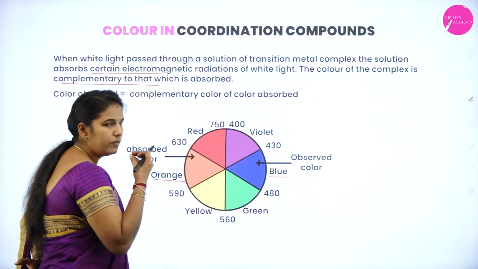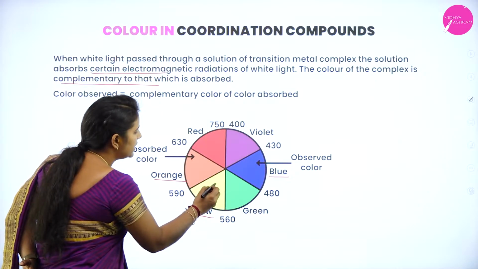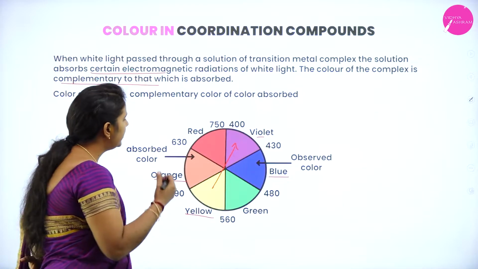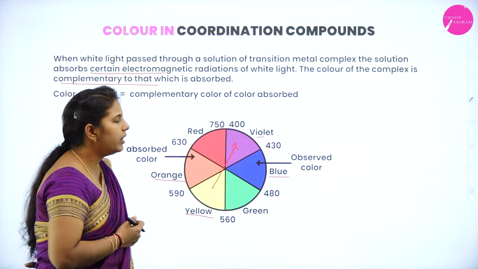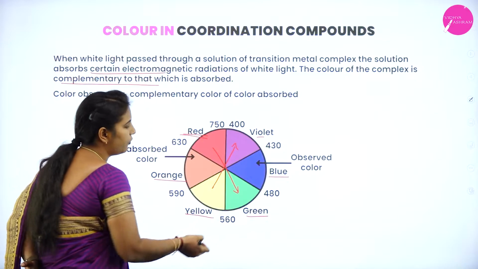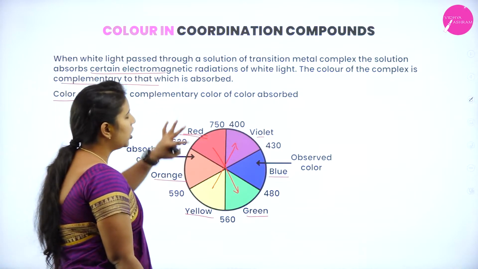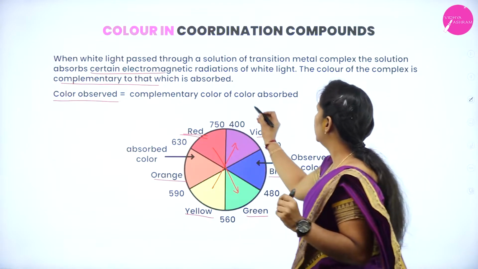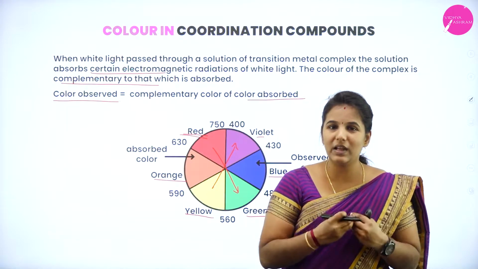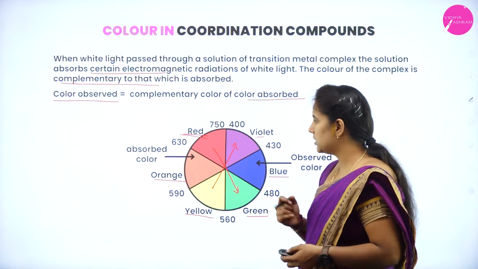Similarly, suppose light is passed through a coordination compound solution and it absorbs the yellow light; corresponding to this, violet light will be observed by the observer. Similarly, if red light is absorbed, the observer will see the formation of green color. This indicates that the color which is absorbed is complementary to the color which is observed. This is how coordination compounds give a complementary color when white light is passed through their solutions. So I hope you have understood this topic.